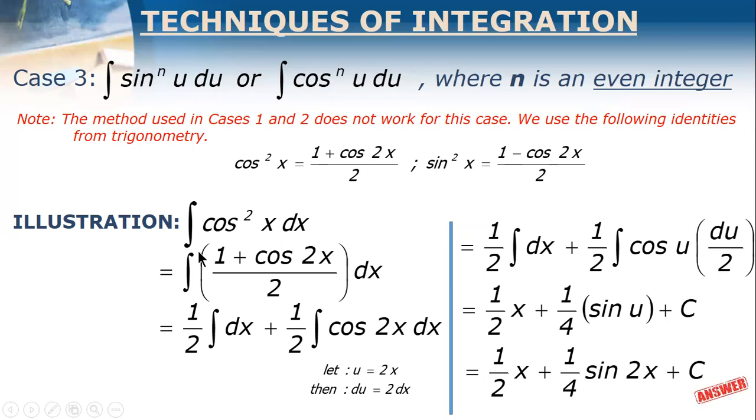This is the most basic, since the power of cosine is 2, the smallest even number.